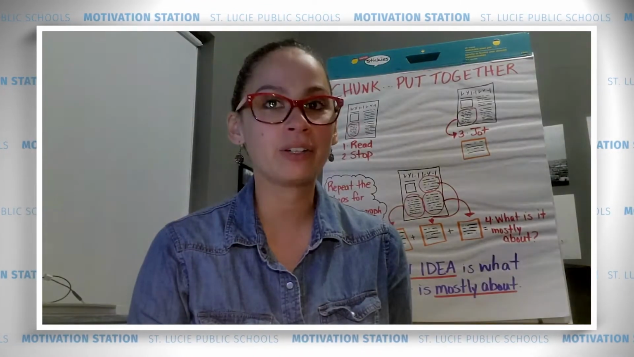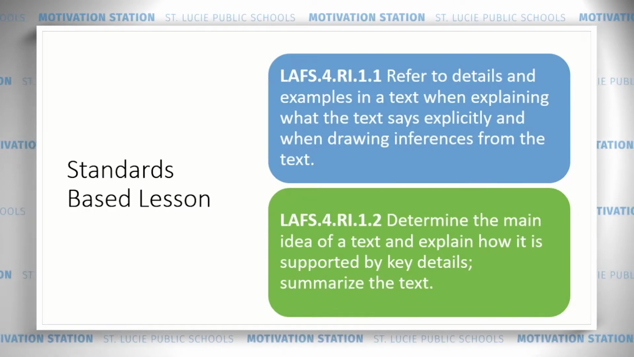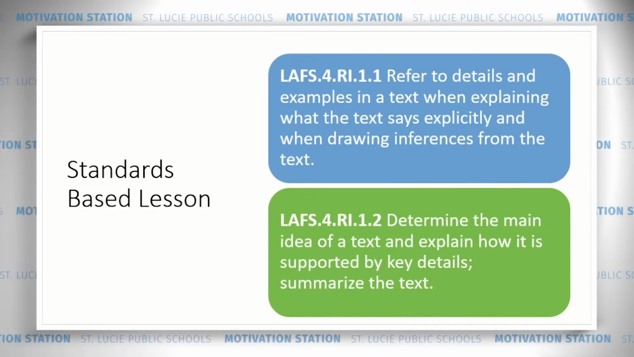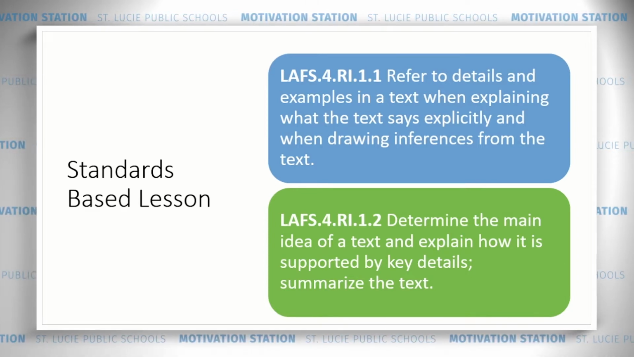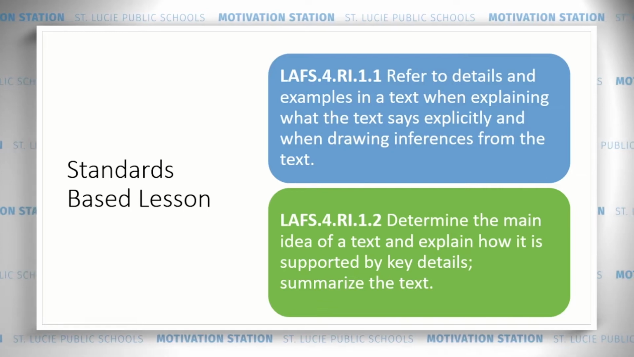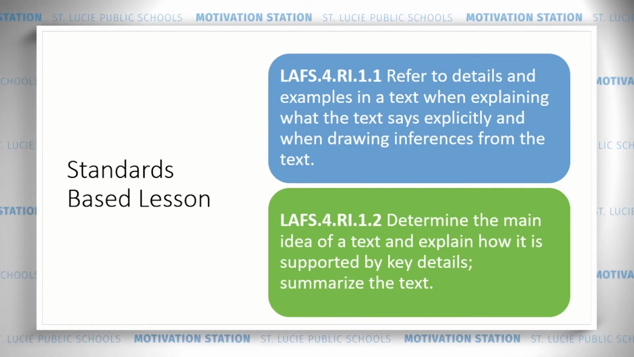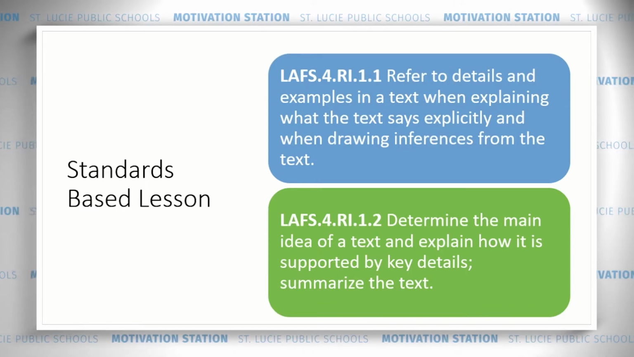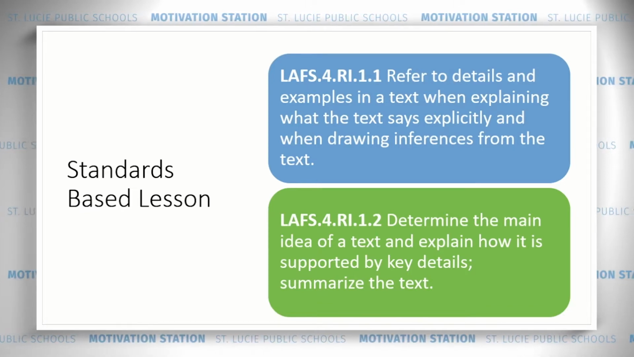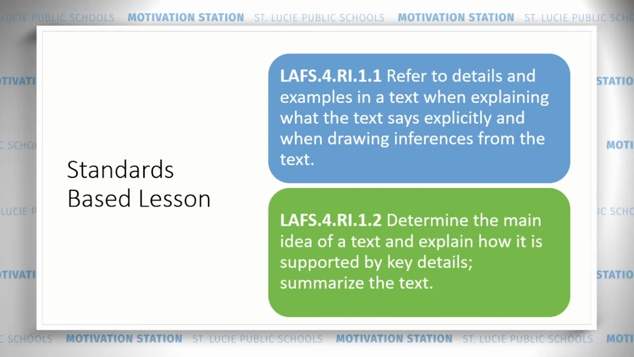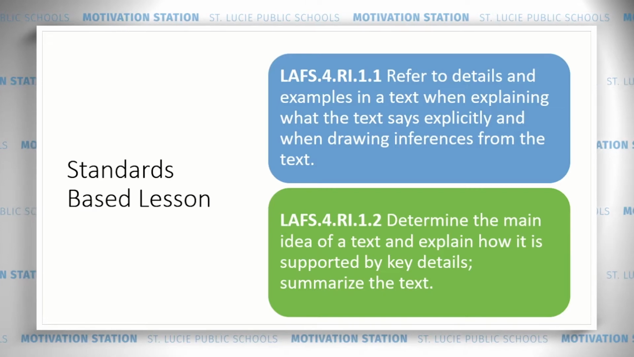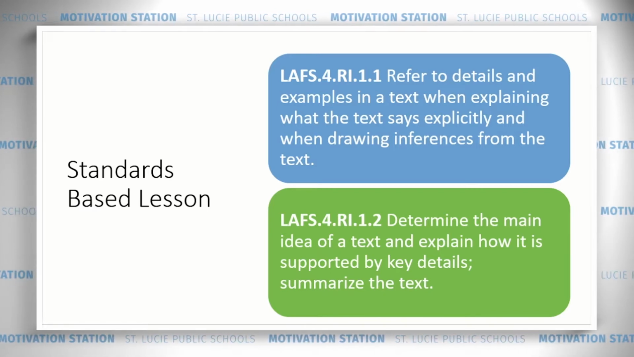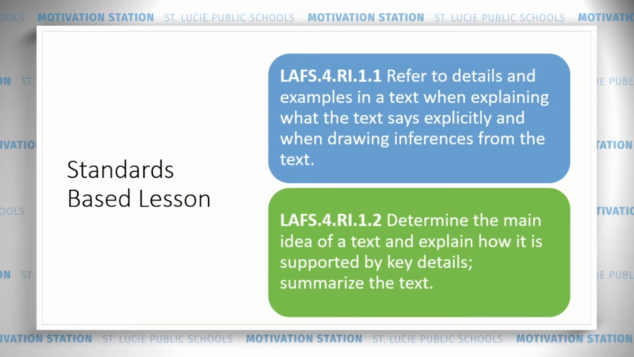Now, let's look at the standards that we will be learning in this lesson. Today, the first standard is I-11, which is kind of a review because we did this the first week: refer to details and examples in a text when explaining what the text says explicitly, or drawing inferences when it's implicit, where you have to get more clues to understand what the text is saying. And then, of course, I-12, which is determine the main idea of a text and explain how it is supported by key details and summarize the text.